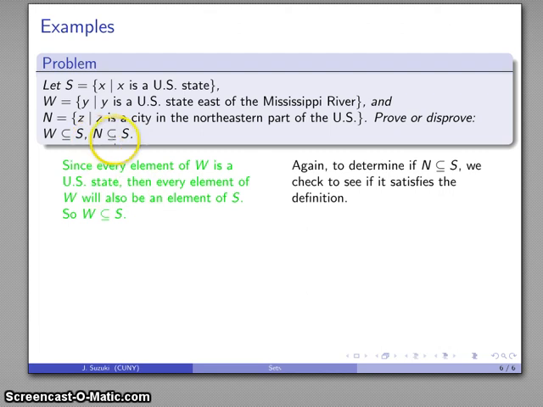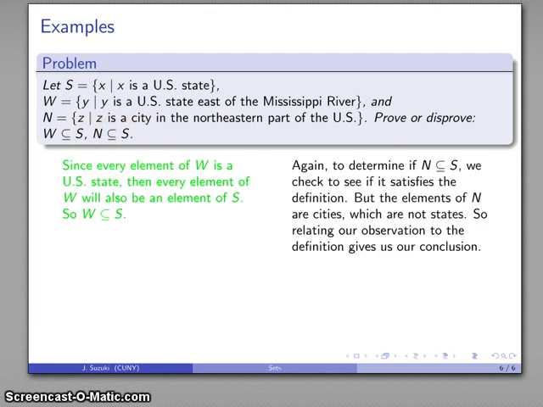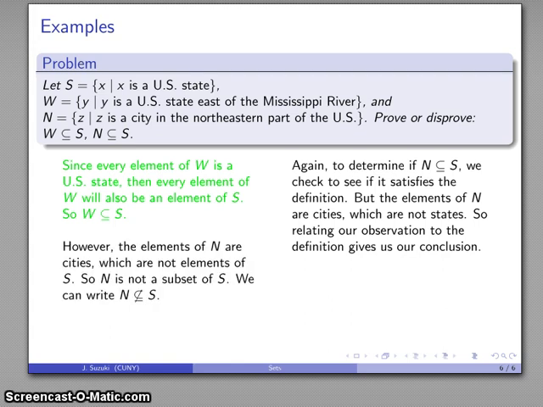How about the other one? N subset of S. Again, we'll check to see if it fits the definition. In this case, we note that the elements of N are cities in the northeastern part of the United States. They are not states in any way, shape, or form. So the things that are in N are not in S. These are cities, these are states, and so again, relating our observation to our definition gives us our conclusion. The elements of N are cities, they are not states, so N is not a subset of S, and as before, we can indicate the not relationship with the slash through the relation. Again, the essential part of the proof is the portion in green, which must be included when we prove things.